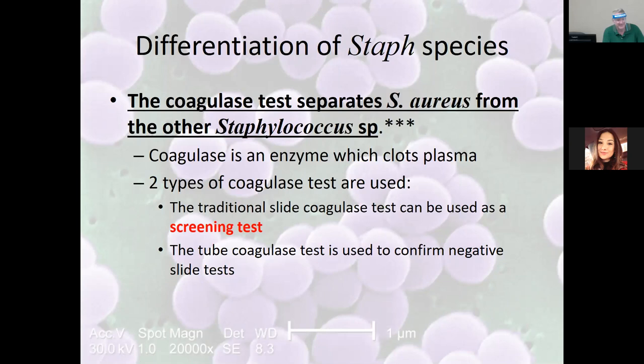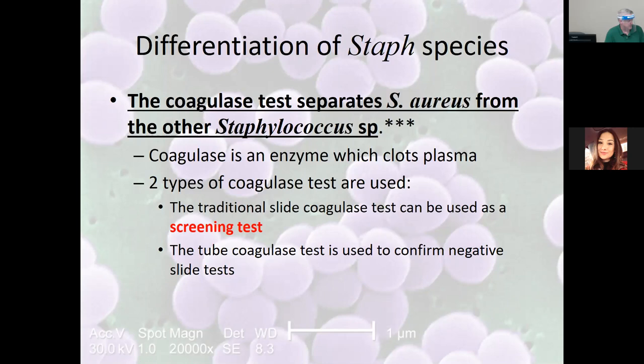Anybody? What might be in that plasma that staph aureus doesn't want you to send their way? So if you clot it up, it can't get there. White blood cells, antibodies, right? Antibodies of your own that were attached to it, that found it, right? So it's like a defense mechanism.